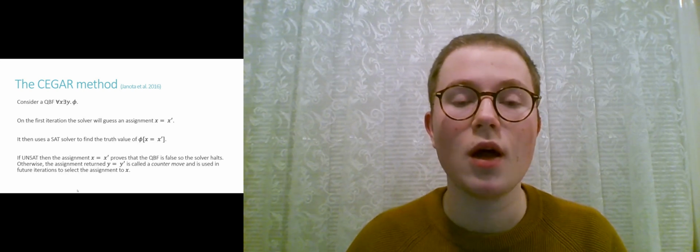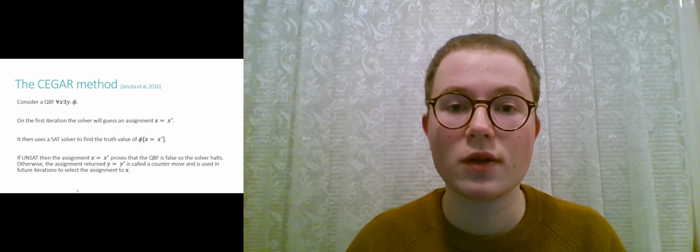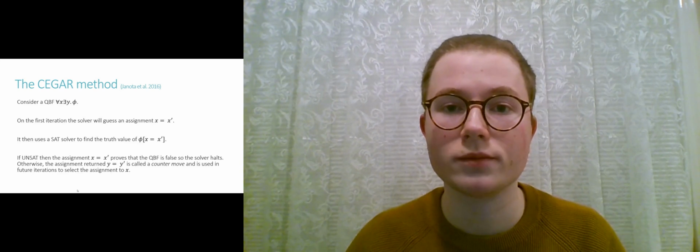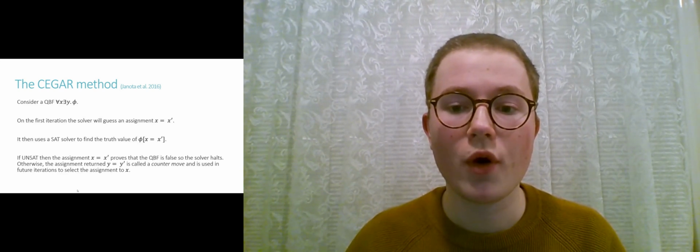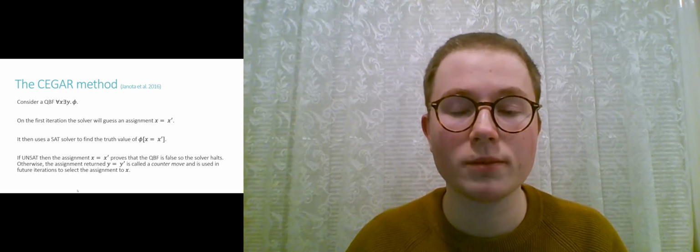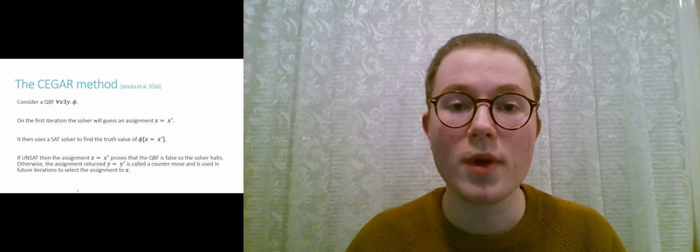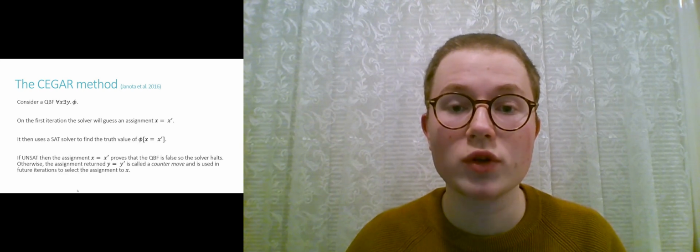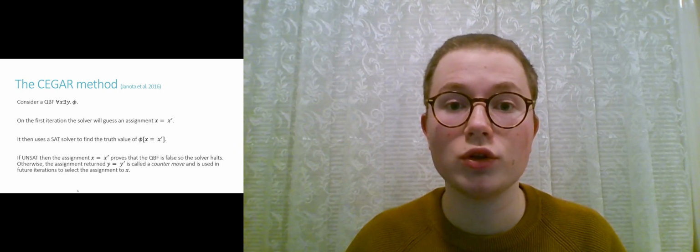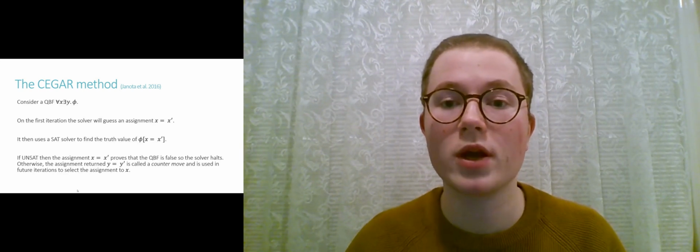So, consider a QBF for all x, there exists a y such that phi. Each iteration, the solver will choose an assignment to x. Let's call it x prime. In the first iteration, x prime will be any assignment, while in future iterations, the choice that the solver can choose x prime will be constrained.